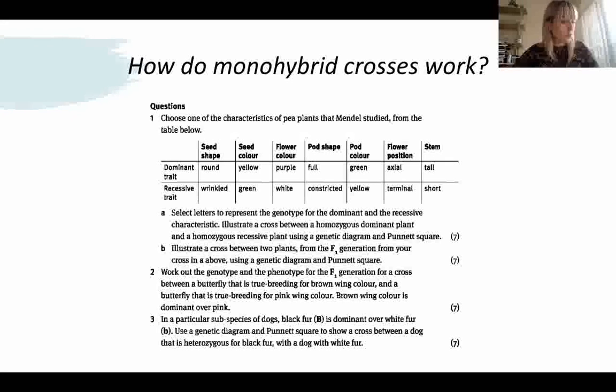We have a few more minutes to do these questions, so we can start with number 1A and see how far we get. Question 1 says, choose one of the characteristics of pea plants that Mendel studied from the table below. Select letters to represent the genotype of the dominant and recessive and illustrate a cross between a homozygous dominant and a homozygous recessive plant using a genetic diagram and a Punnett square.